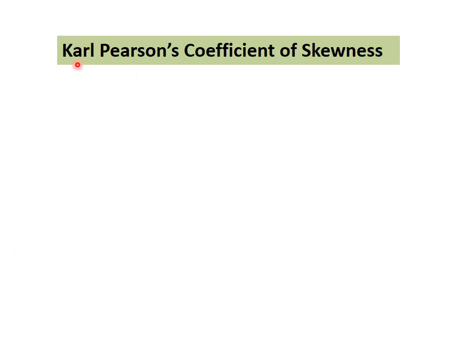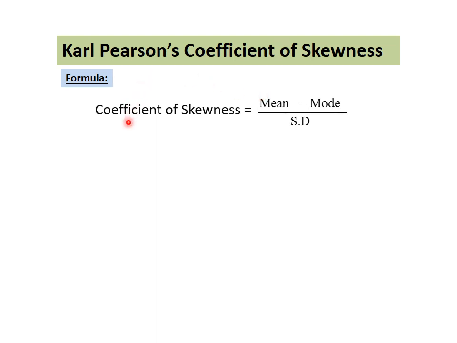Today we are going to see a topic called Pearson coefficient of skewness. First, we will see the formula, how to calculate the Pearson coefficient of skewness. This is the formula. Coefficient of skewness is equal to mean minus mode divided by standard deviation.